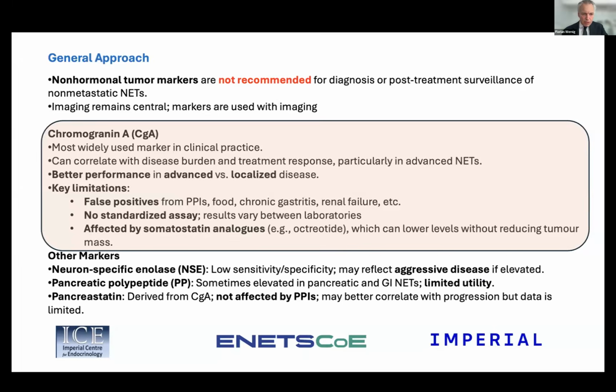The other markers I mentioned earlier, neuron-specific enolase, are less sensitive and less specific, but may reflect aggressive disease if elevated, or dedifferentiation of disease. Pancreatic polypeptide has little clinical use, but is sometimes elevated in pancreatic gastrointestinal neuroendocrine tumors. Pancreastatin, not very widely available, is derived from chromogranin A. It's not affected by proton pump inhibitors and may actually correlate better with disease progression, but there's limited data.